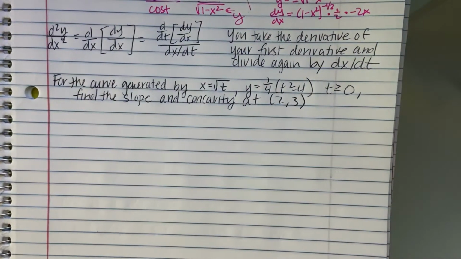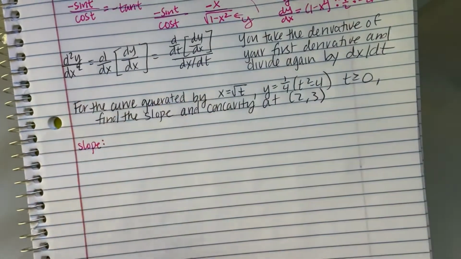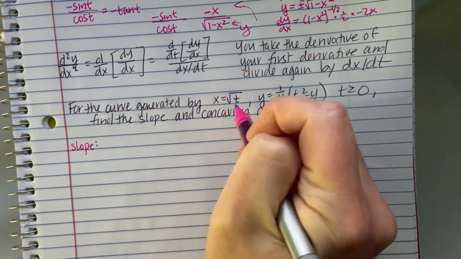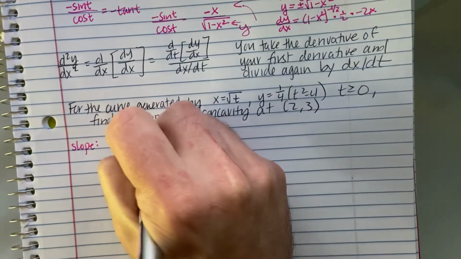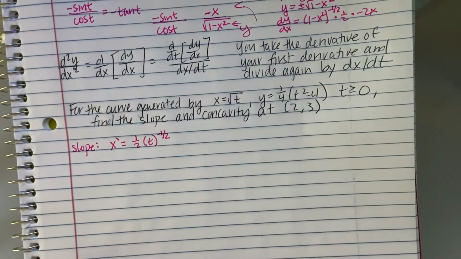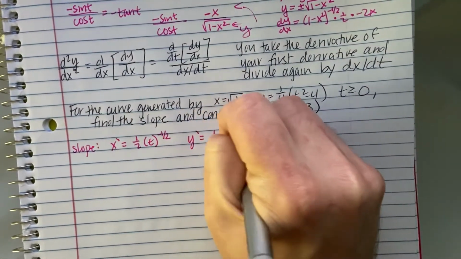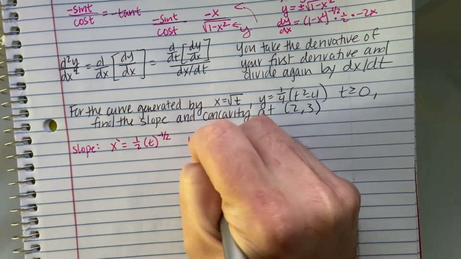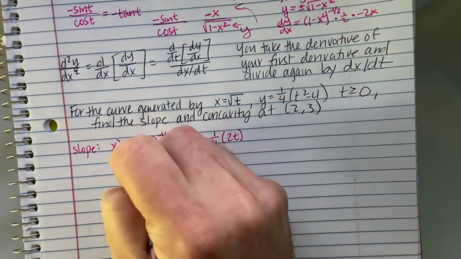Find the curve generated by x equals square root of t and y equals 1/4 t squared minus 4, for t greater than or equal to 0. Find the slope and concavity at (2, 3). So let's first find the slope. That's the first derivative. The derivative of x, which I'm going to call x prime, is 1/2 t to the negative 1/2. The derivative for y is going to be 1/4 times 2t, which would be 1/2 t. This is 1 over 2t, or 2 square roots of t.